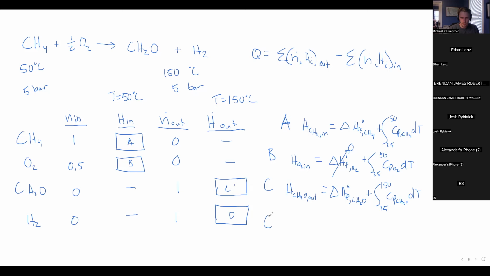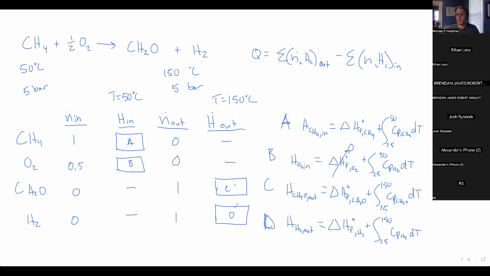And then lastly for D, enthalpy of hydrogen out is going to be its heat of formation, which is also 0 because it's the atomic reference species, plus from 25 to 150 heat capacity of hydrogen. And plug that number in there.